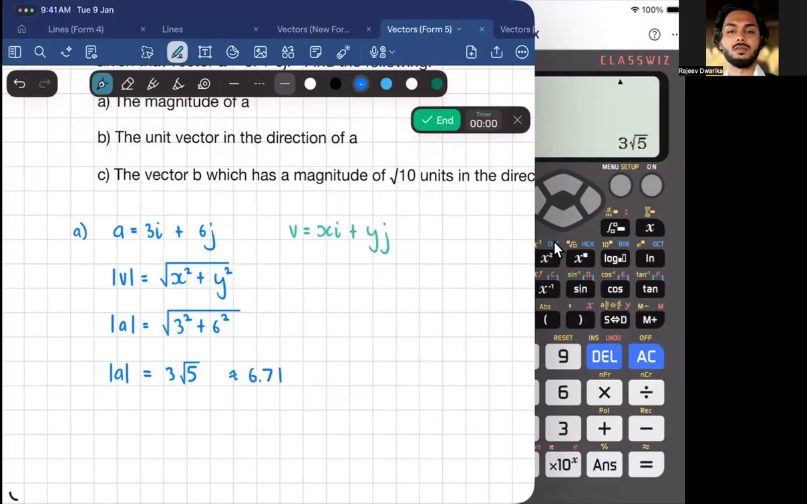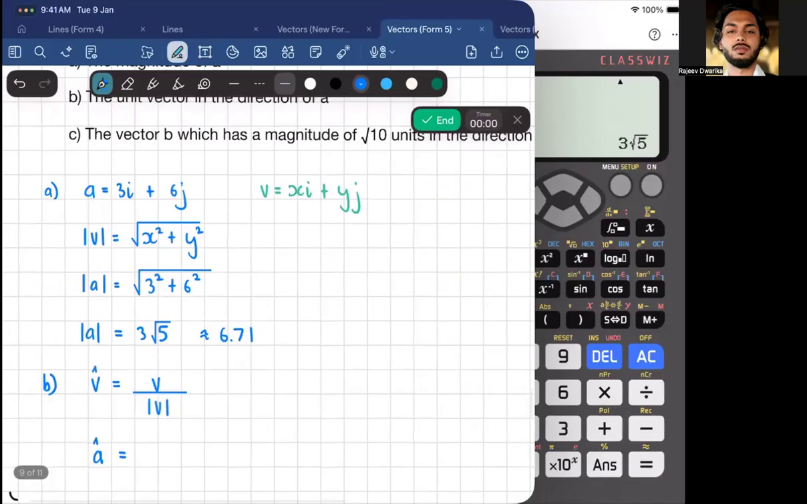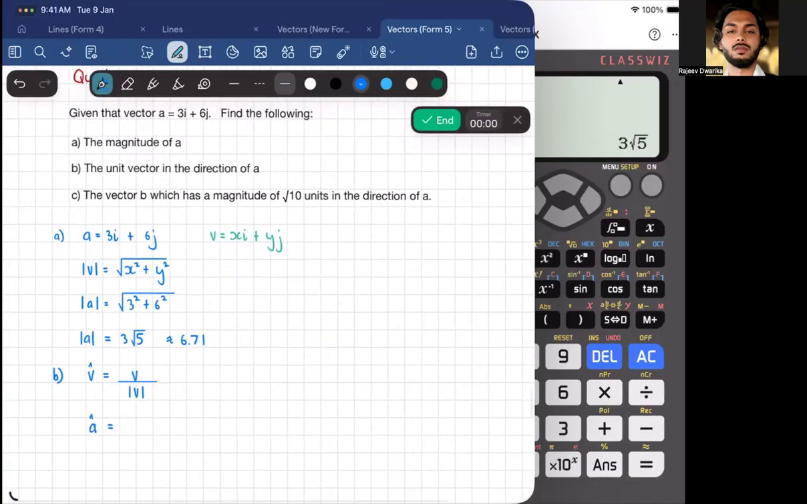How many of you got that for the first one, find the magnitude? Yes, sir. Okay, nice. Glad to hear you all got through. Next question. We want to find the unit vector. So if you want to find the unit vector, v top hat is just equal to the original vector divided by the magnitude of the vector. So we want to find the unit vector for A, so A top hat.